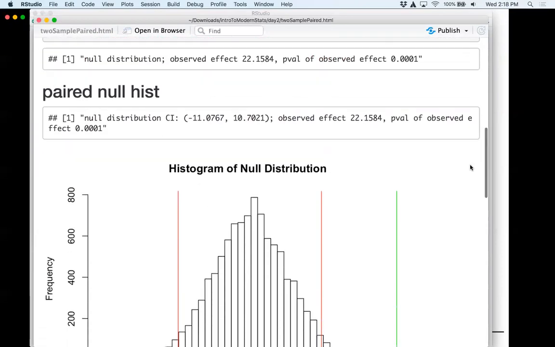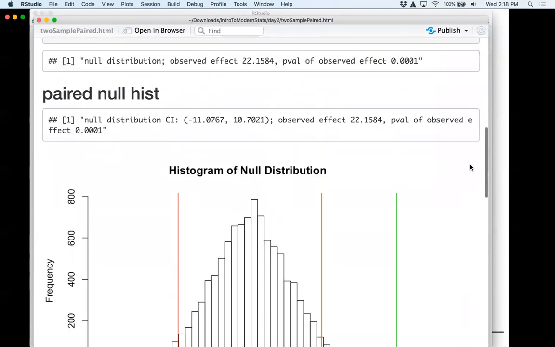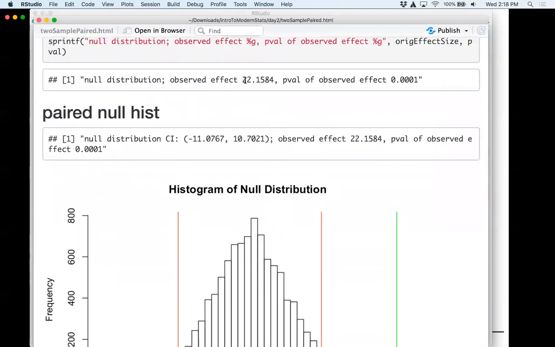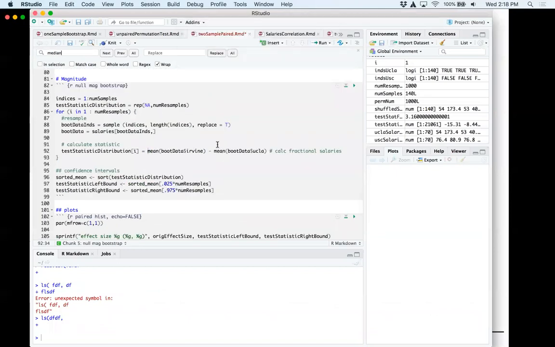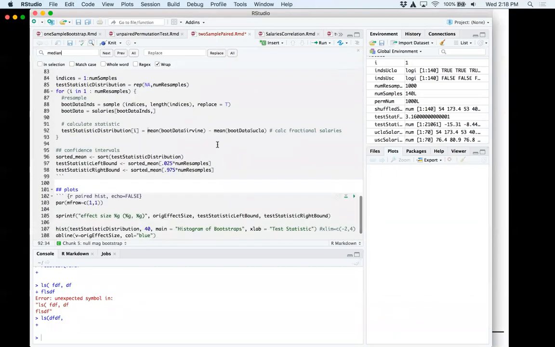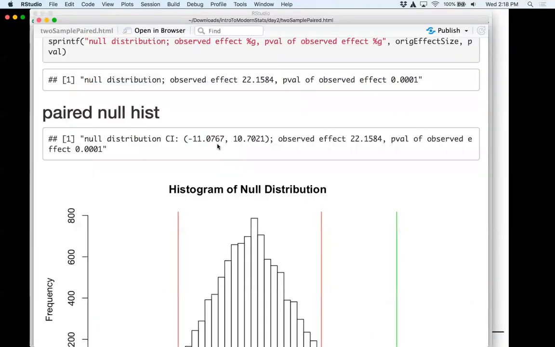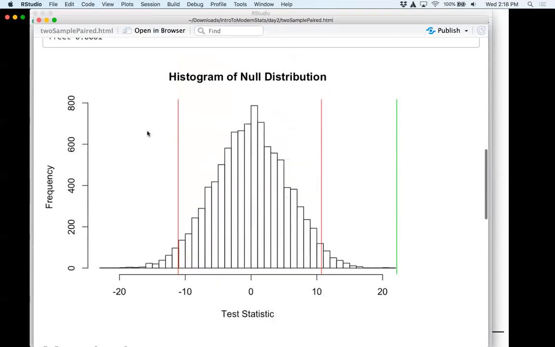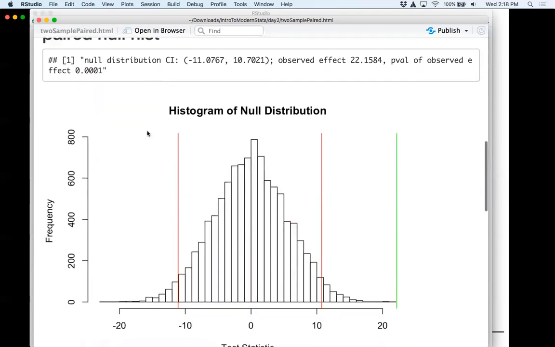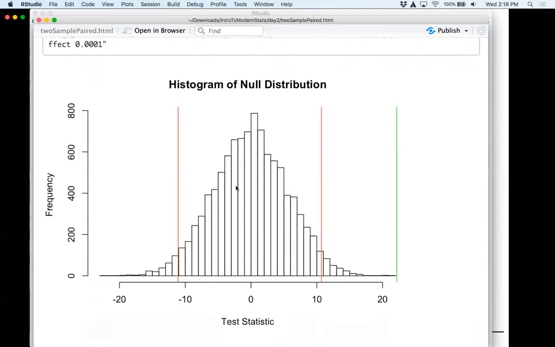And so you get generally the same stuff, but now I find that my null distribution, let's see, observed effect is 22. Why is it 22? We have median in here. Okay. All right, magnitude, great. So here we go. So this is the bootstraps and just null distribution. Here we go.